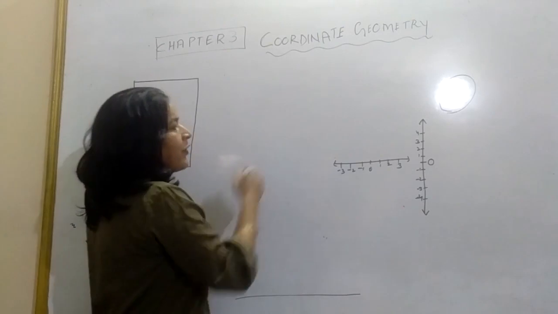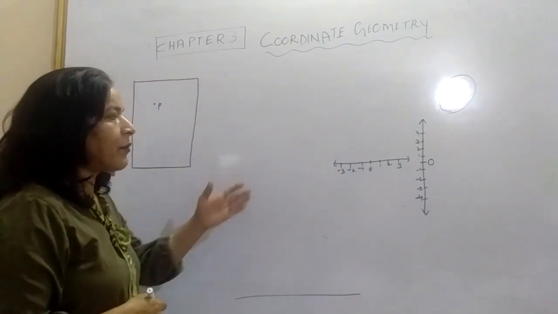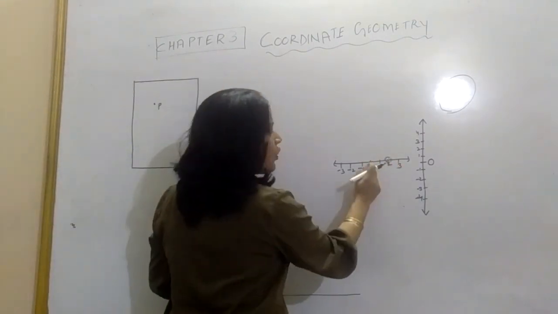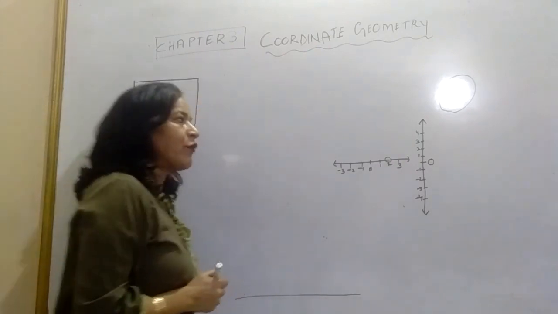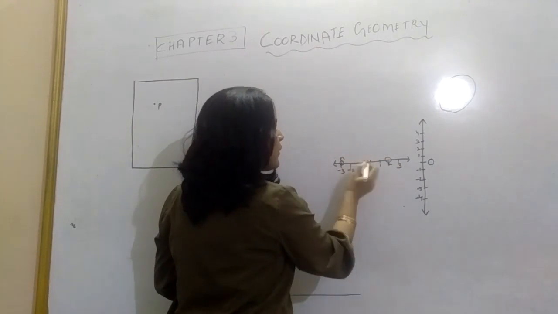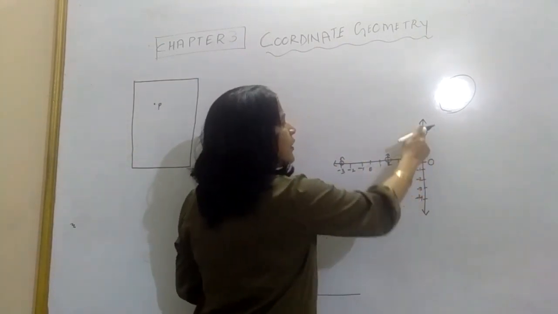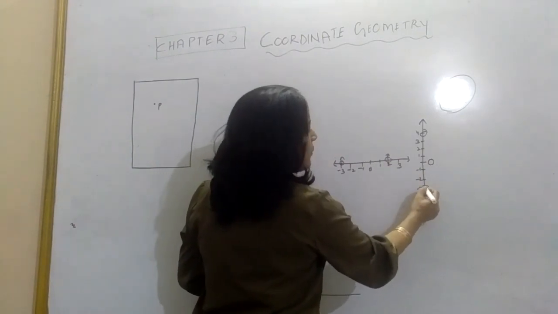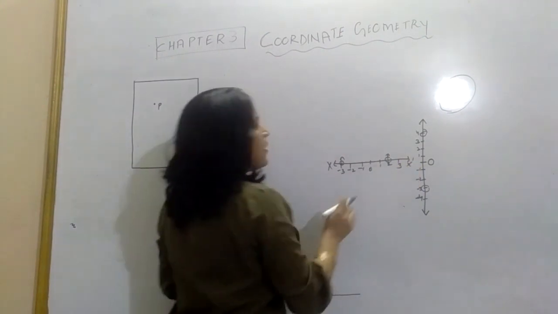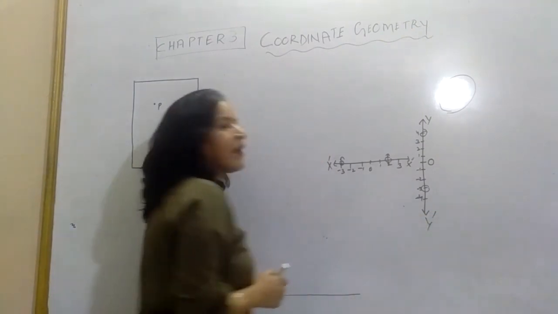Earlier we discussed how to locate 2 or -3 on a number line. 2 is toward the right of the origin, and -3 is toward the left of the origin. Here 4 is above the origin and -3 is below the origin, with the axes x dash and y dash.